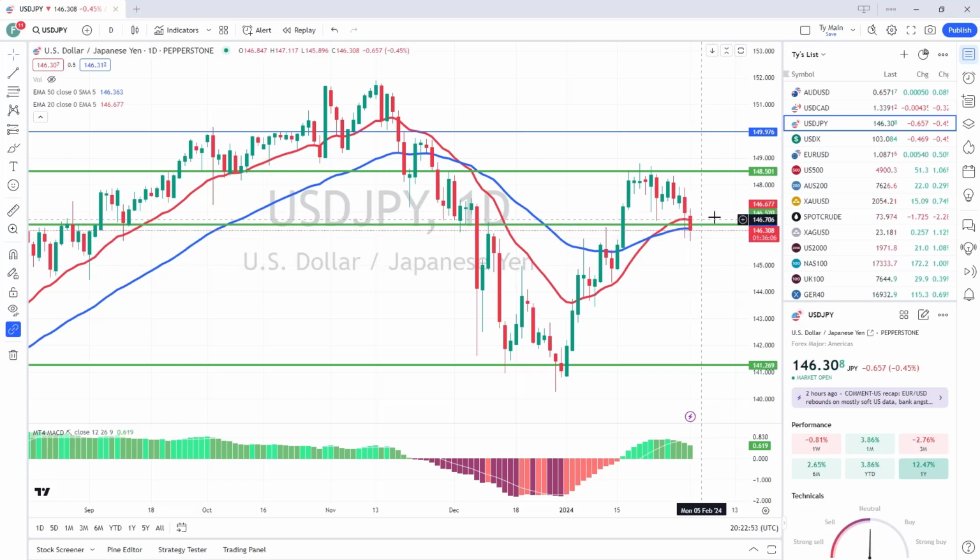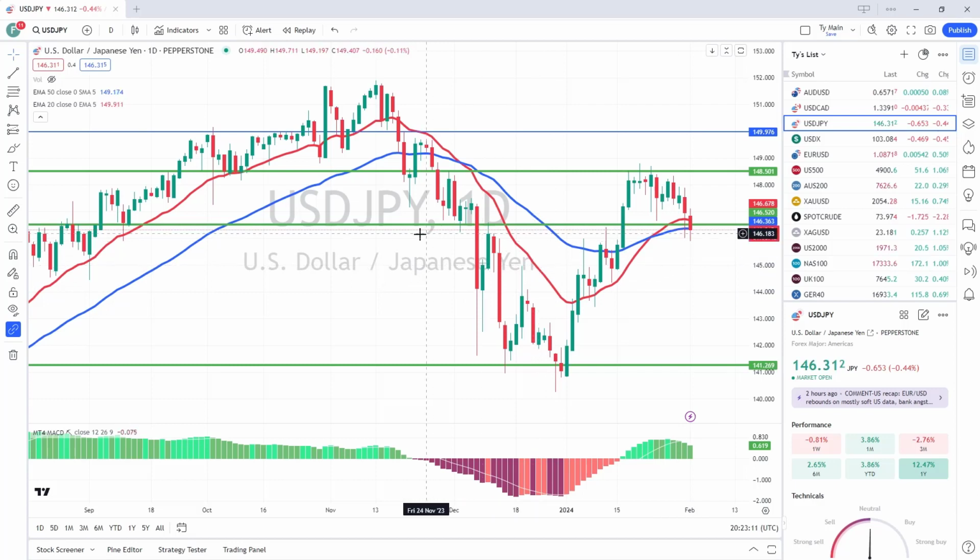For me, I would prefer that it actually turned around from here, started to print a series of higher highs and higher lows on a smaller time frame, and then we look towards a move up to the 148.50. That's definitely the preferred move. But if it does break through and come back and retest 146.50 from below, then we can start looking at shorting opportunities back down to that 144.50.